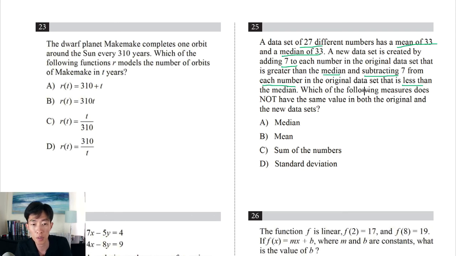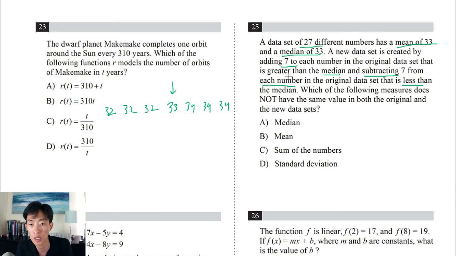All right, so I think the best way to do this is to make a simplified example. So if 33 is the mean and median of a data set, let's just use a smaller number of numbers. So let's say all the other numbers on this side are 34 and all the other numbers on this side are 32. So here we've got 7 numbers. The mean and the median is still 33.